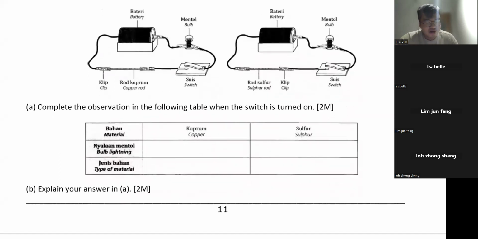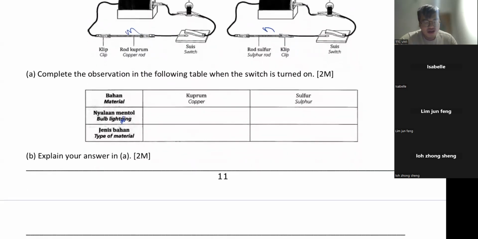Okay. Right, so which one is the metal, guys? Copper or sulfur? Copper or sulfur? Metal? Yes, copper. This is the metal. This is the non-metal. Right, so bulb light. This is lighting, sorry, not lightning. Okay, copper. What happens to the light bulb? Okay, it lights up. Good. What about sulfur? No, not shine. Okay, so it does not light up.